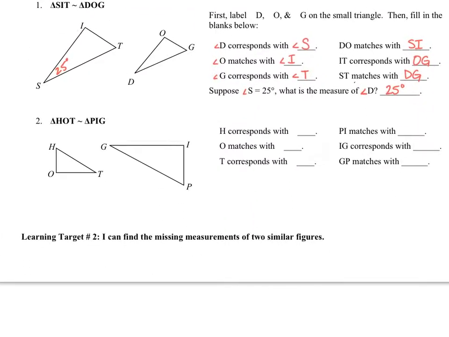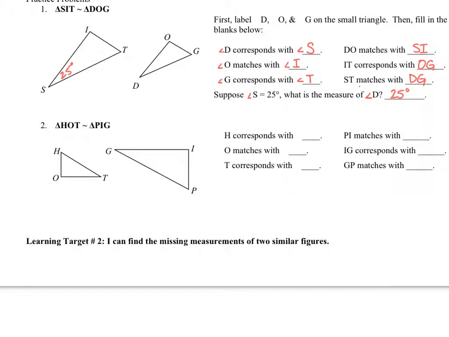Okay, let me go ahead and put down the solutions for number 2. So angle H, please add the angle there, I'm sorry, I missed that, corresponds with angle P. Angle O corresponds with angle I. And angle T corresponds with angle G. Side PI goes with HO. Side IG goes with OT. And side GP goes with TH.